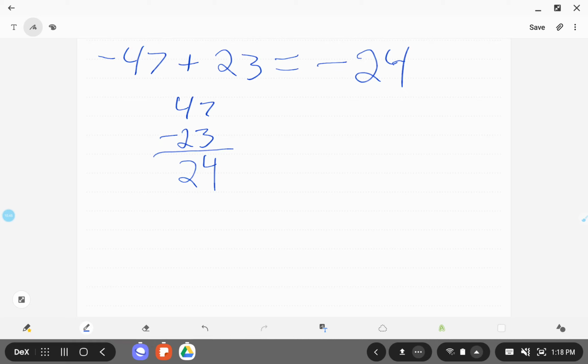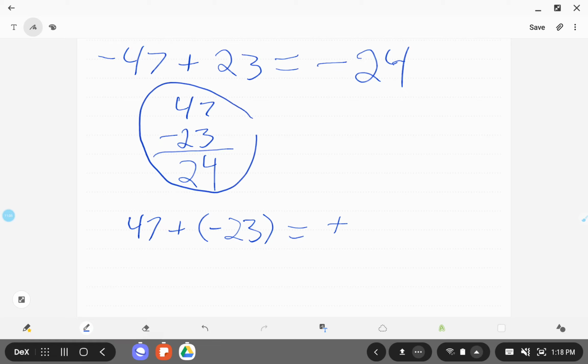If the larger of the two numbers is positive, this is still going to apply, right? So if I have positive 47 and I'm adding negative 23, then my answer is going to be positive, right? And I'm just doing the 47 minus 23 again. I'm still doing this same thing. It gives me 24, but this time I'm going to have positive 24 because the larger of the two numbers was positive. All right, I hope you all follow that.